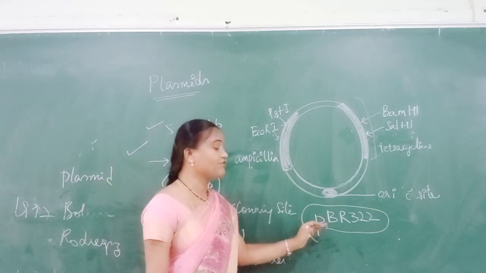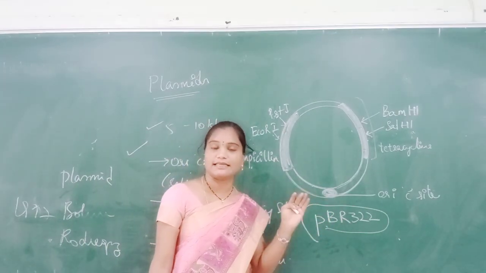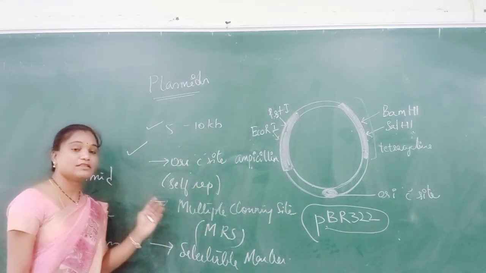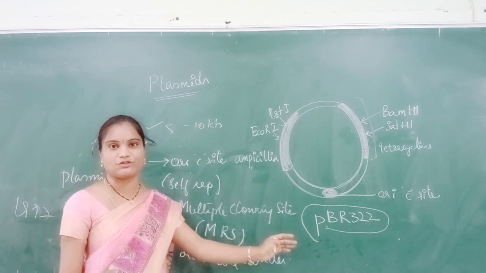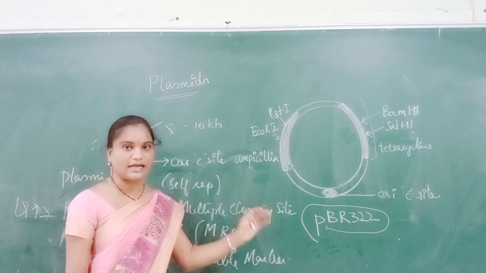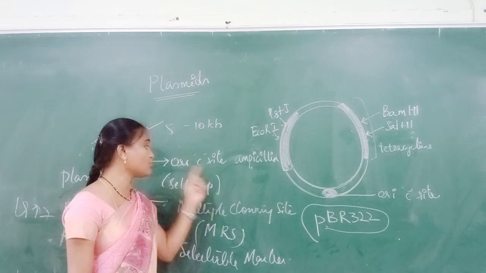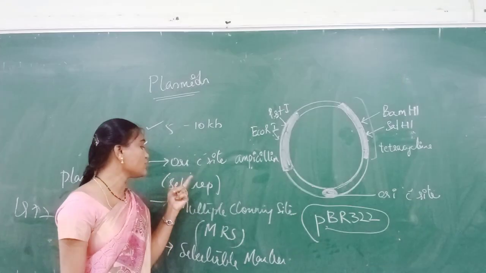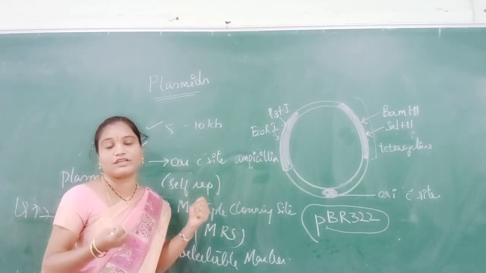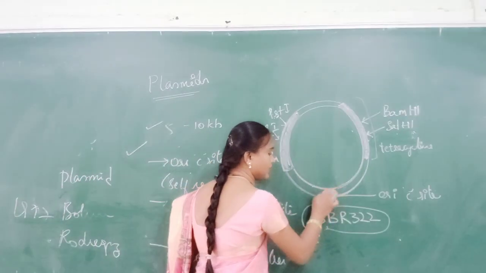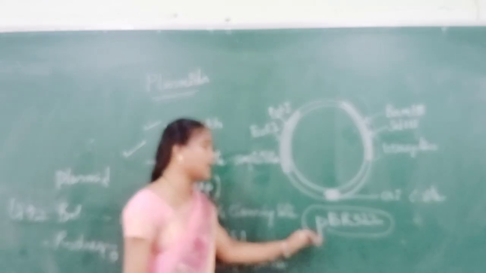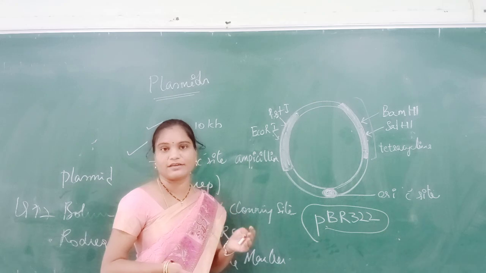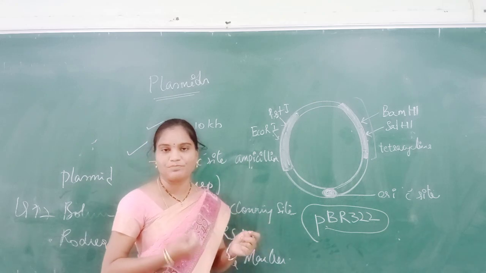Coming to the general features of this particular vector, as I said earlier, our vector should possess all the criteria. The same thing should be maintained with your pBR322 also. pBR322 is an artificial plasmid and it should have the ori site. It should possess an origin of replication, self-replicating activity. So this is your ori site. pBR322 has an origin of replication site isolated from bacteria. Obviously this plasmid is prepared from a bacteria.